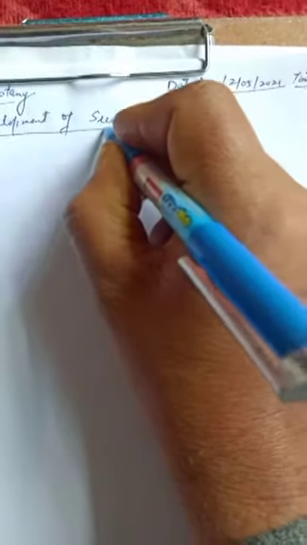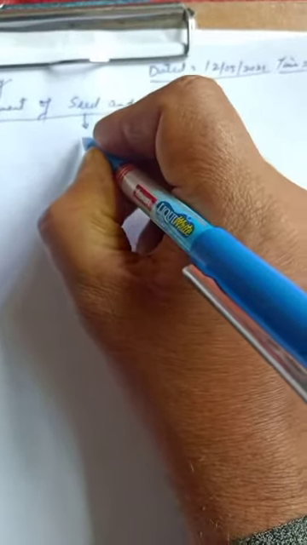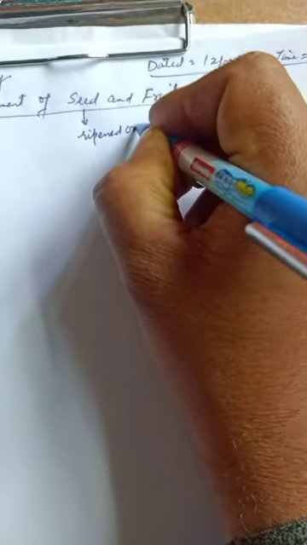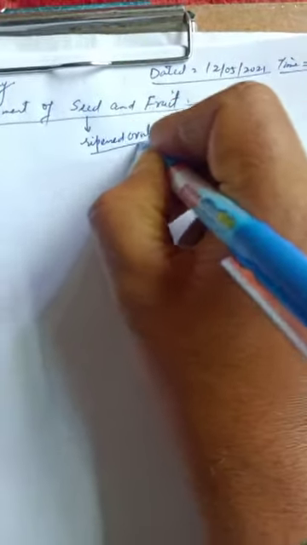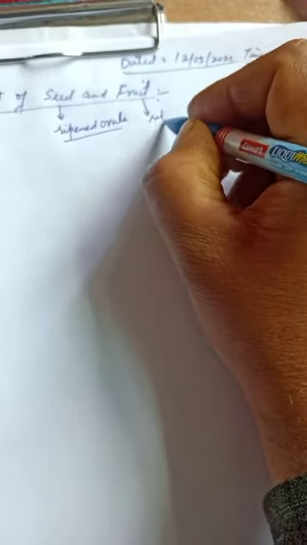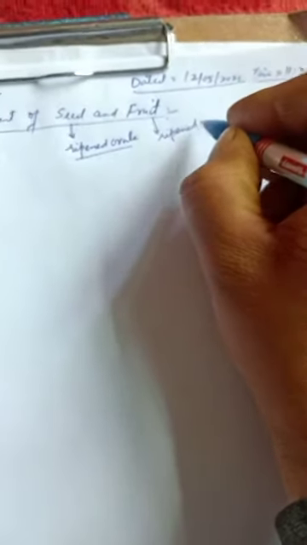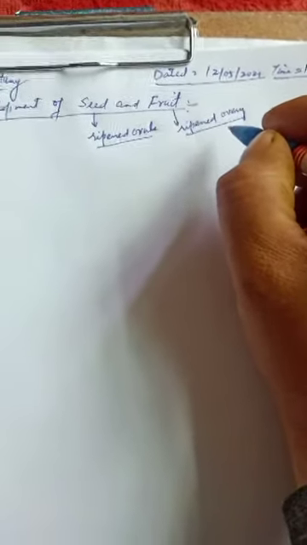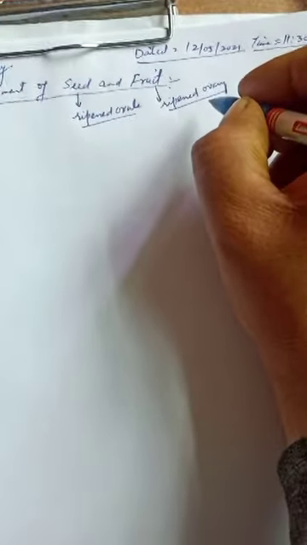As we know, seed is a ripened ovule, and after ripening, the ovule produces a seed, while fruit is a ripened ovary. The ovary after ripening produces a fruit. In short, we can say seed is a ripened ovule and fruit is a ripened ovary.